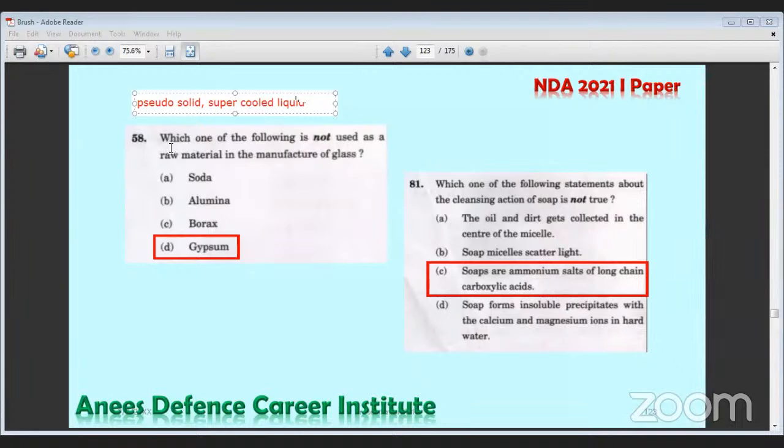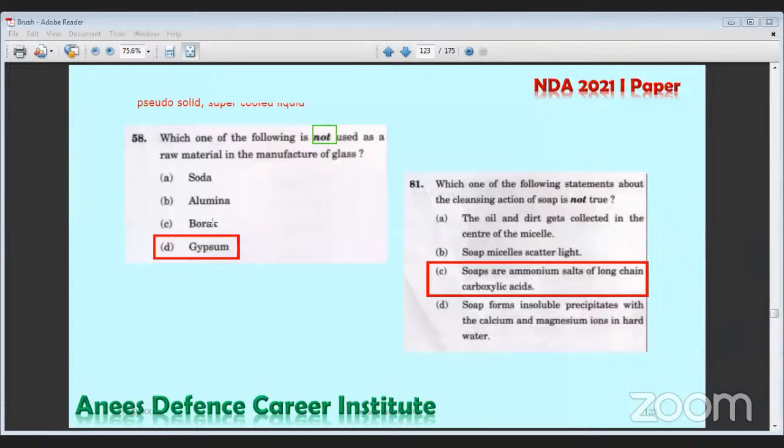So look at the question again. Which one of the following is not used? Pay attention, not. Not used as a raw material in the manufacture of glass. Options are soda, alumina, borax, gypsum. Do you know what all these words mean here? What exactly do they mean by soda, alumina, borax? Try to give me the chemical formula of all four of them actually.